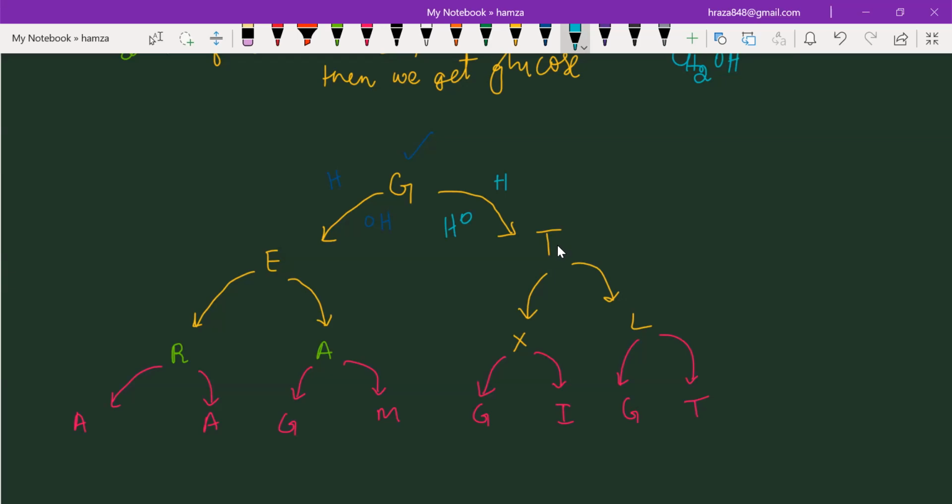Erythro has two parts. If you are going to add H on the left hand side, OH on the right hand side, you will get R. R means ribose, right? And erythro has another part. If you are going to add H on the right hand side, OH on the left hand side, you will get arabinose. Now see, this is threo. If you are going to add H on the left hand side, OH on the right hand side, you will get xylose. And if you are going to add H on the right hand side, OH on the left hand side, you will get lyxose. Now this is ribose. If you are going to add H on the left hand side, OH on the right hand side, what was the name of this compound?